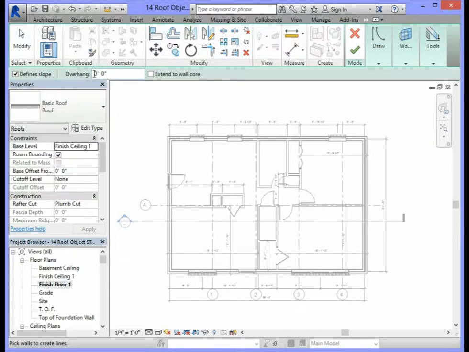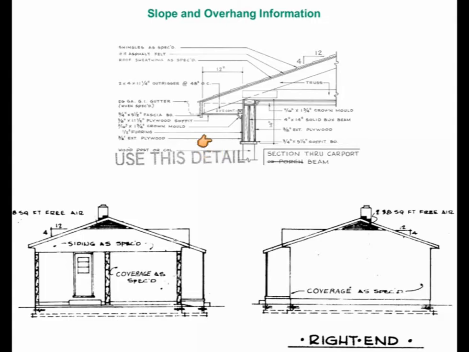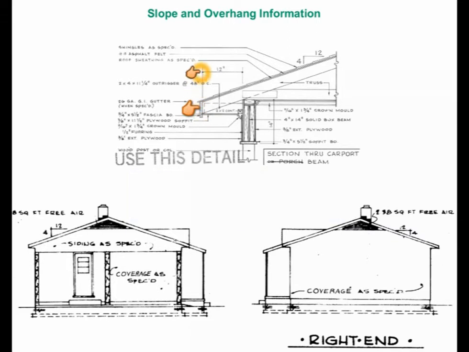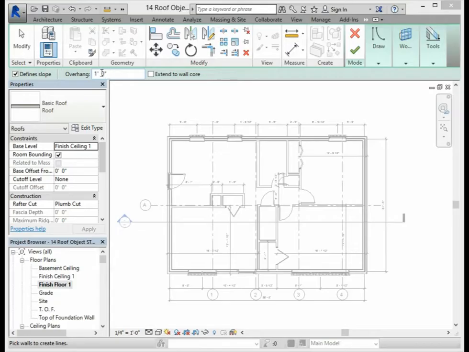For the overhang, you want to change this to 1 foot. The information about the overhang can be found in this detail view here. The overhang is the distance between the exterior wall and the edge of the roof. In this model, the overhang for the roof will be 12 inches or 1 foot. So here we will need to make sure we change the overhang to 1 foot.